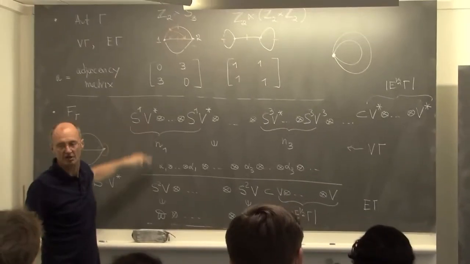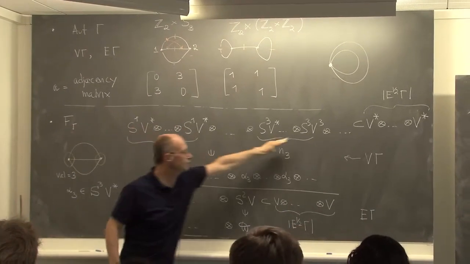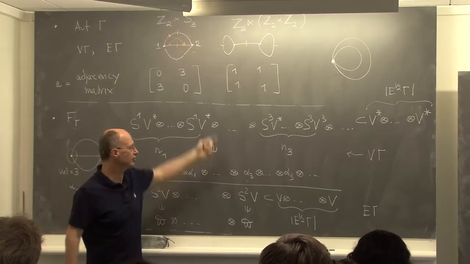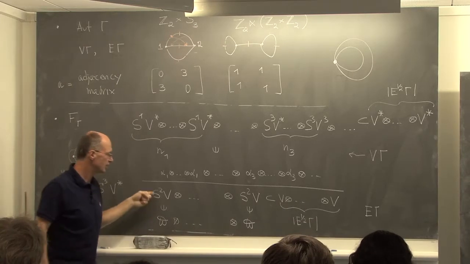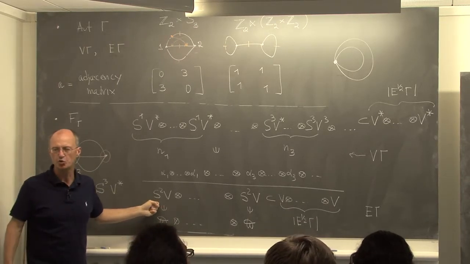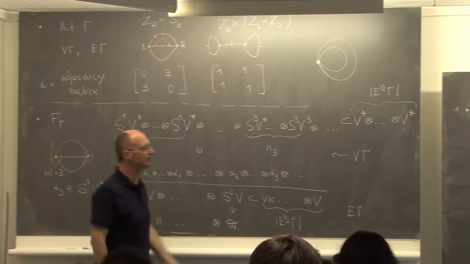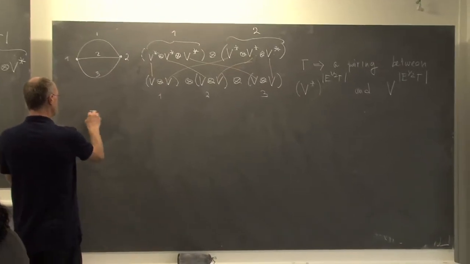So these elements do not depend on the graph, right? This element only depends on what kind of vertices and how many vertices you have and on their valences. This element only depends on the number of edges. The pairing depends on the graph in a significant way. And so F gamma.